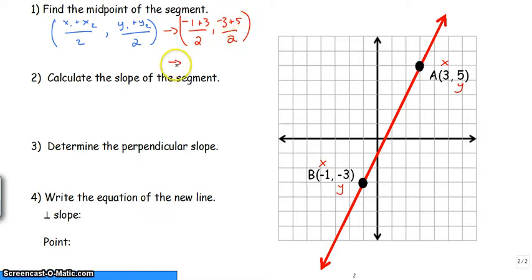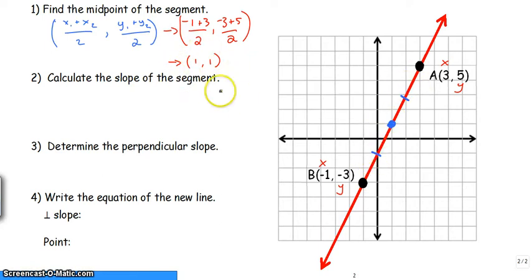Simplify these fractions and I get my midpoint is now at (1, 1). I want to go in there and put my midpoint on this graph and see if it makes sense. (1, 1) is right here. So what we've done is we've cut that into two congruent segments. And that looks about right. So visually we can tell it looks right, but we can't trust visually all the time.